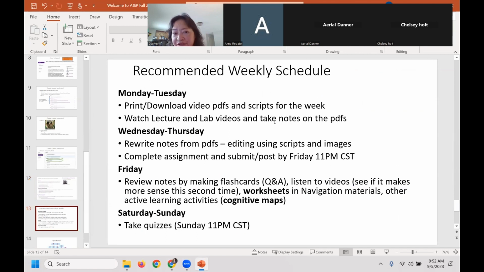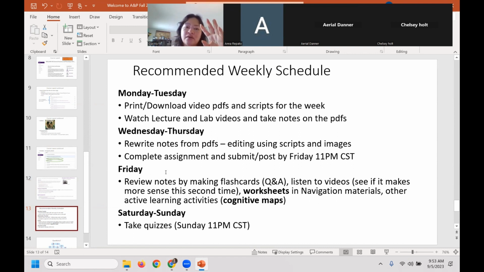Here's what I would recommend for you on a weekly schedule. This will modify based on your personal life schedule, but I recommend starting early. For example, Monday, Tuesday, go through the lecture and lab videos, take notes. Wednesday and Thursday, rewrite your notes using the outlines by pulling the script and images into your outlines. Complete your assignments and post them by Friday, 11 p.m. Central Standard Time. So then on Friday, you're just reviewing your note cards, making flashcards, because here's the thing.